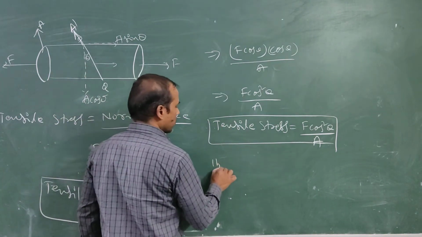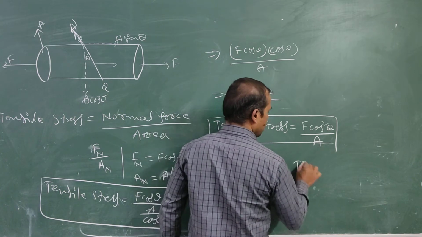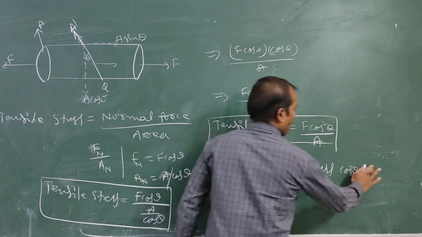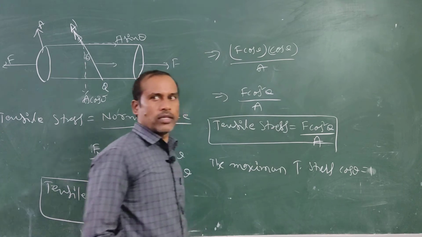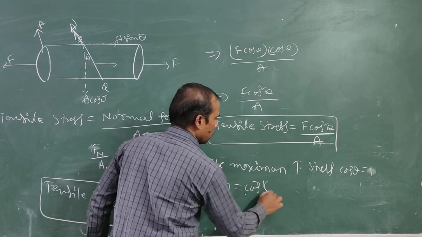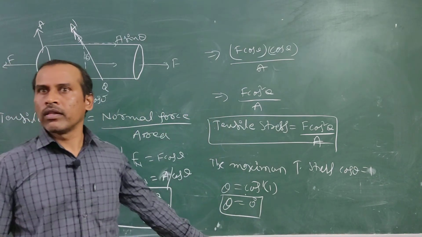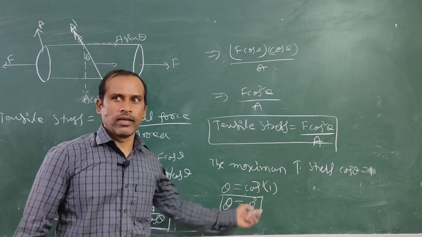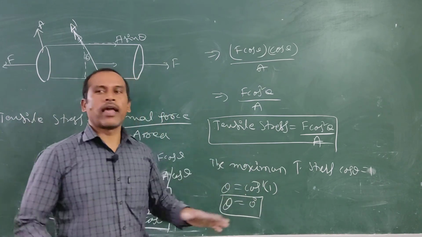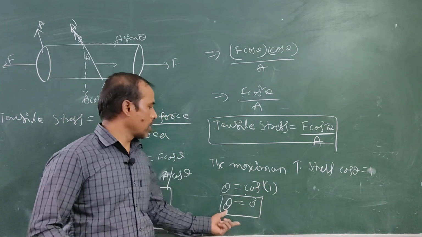Now the maximum stress, which stress here? Tensile stress. Cos theta is equal to 1. So theta is equal to cos inverse of 1, that is theta is equal to 0 degrees. Clear? Is what is written correct or not? Theta is equal to cos inverse of 1.